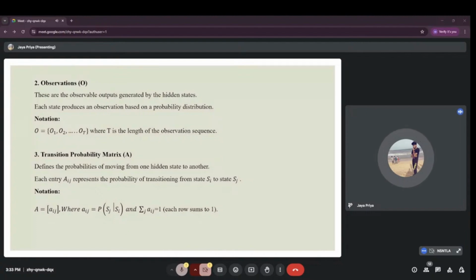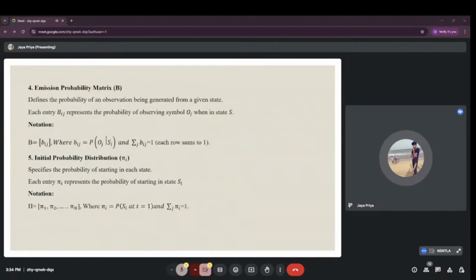The next component, the transition probability matrix, is represented by capital A. It gives the probability of moving from one hidden state to another. Each entry Aij represents the probability of transition from state Si to state Sj. The notation is given, and each row sums to 1.